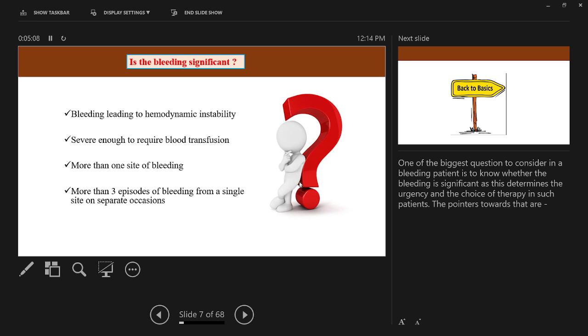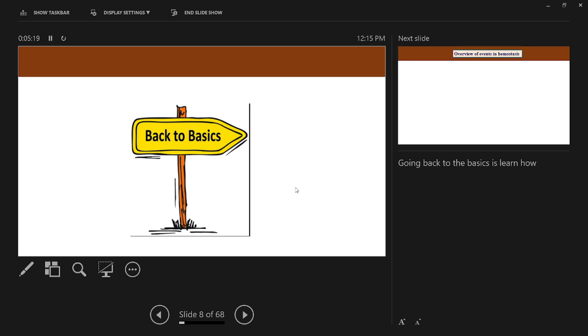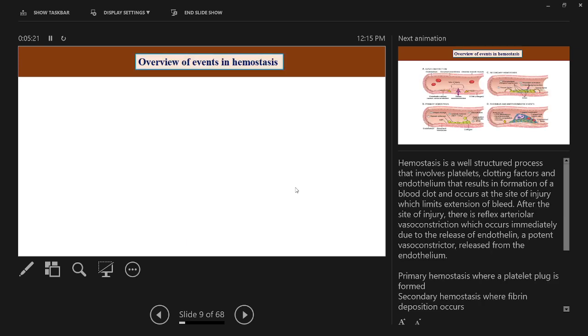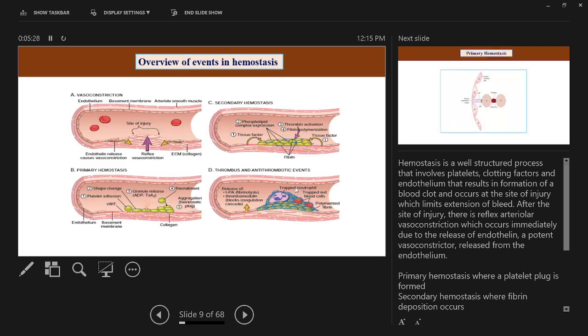Significant bleeding includes bleeding leading to hemodynamic instability, bleeding that is severe enough to require blood transfusion, more than one site of bleeding, and more than 3 episodes of bleeding from a single site on separate occasions. So going back to our basics, we are going to review all the steps of hemostasis. Wherever an endothelial injury occurs, the first step is vasoconstriction.